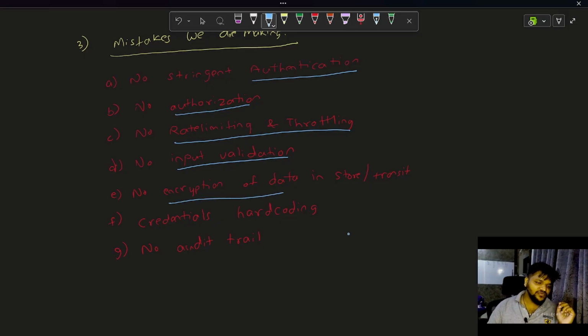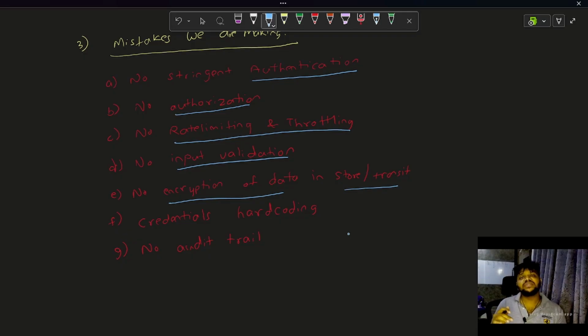Then, no encryption of data in storage or transit. Not all data needs to be encrypted, but the important, secure information, let's say your bank account number, your financial information, your passwords, all this information needs to be encrypted, but we do not encrypt the data. And generally, as I said with output validation, the developer returns the data as it is. Because the data is not encrypted, it is sent to the consumer as it is. If someone is spoofing the data in transit, they can easily have access to it.